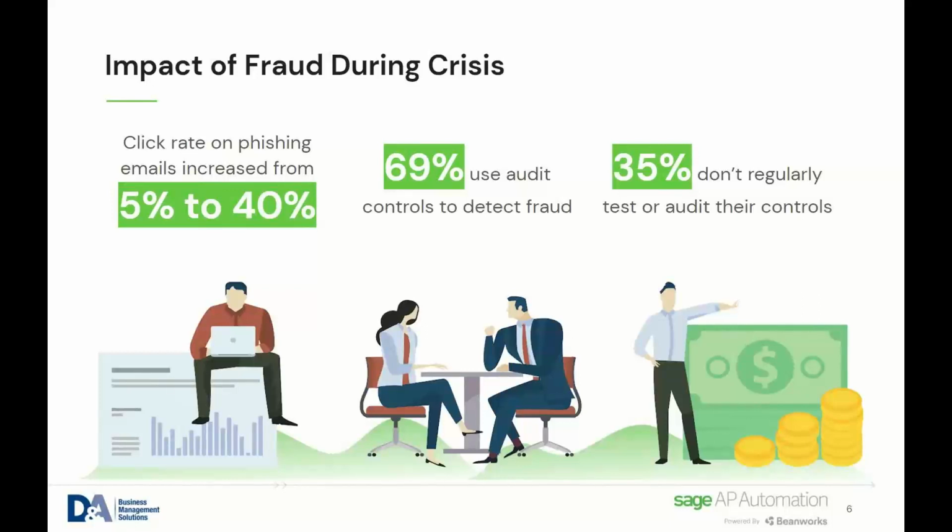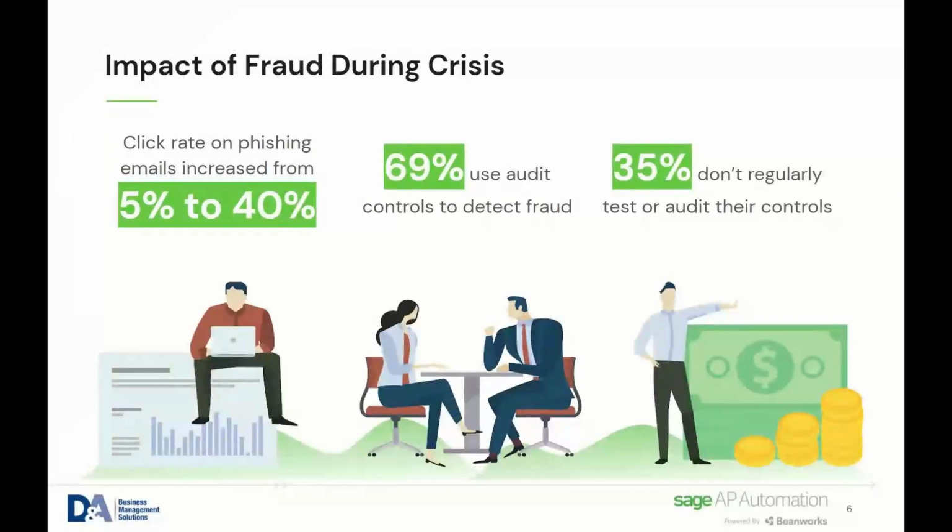So to better understand how CFOs and financial teams have been impacted, we're going to walk through a couple of studies. We found that the click rate on phishing attacks has risen from less than 5% to over 40% with COVID-19 scams. 69% of companies are now using audit controls to detect fraud. And in an April 2020 PwC study, 35% of the respondents said that they don't regularly test or audit their controls. We're also seeing that one of the biggest factors driving change right now is remote work. And one of the biggest challenges in the sudden shift to a remote work culture is communication and collaboration.